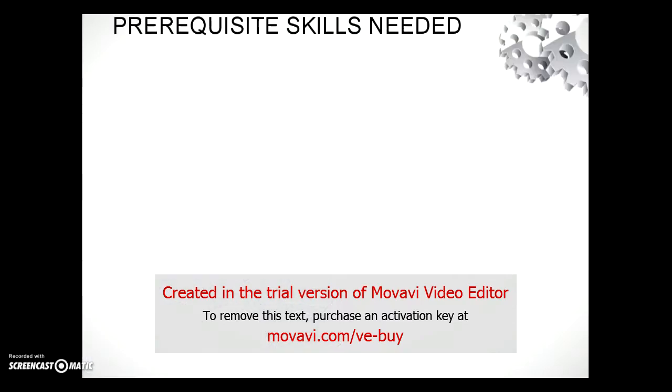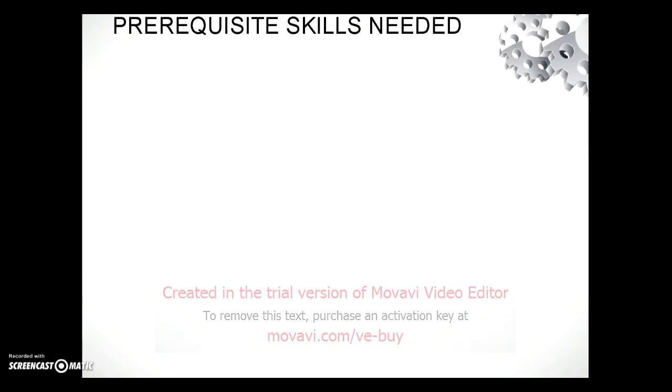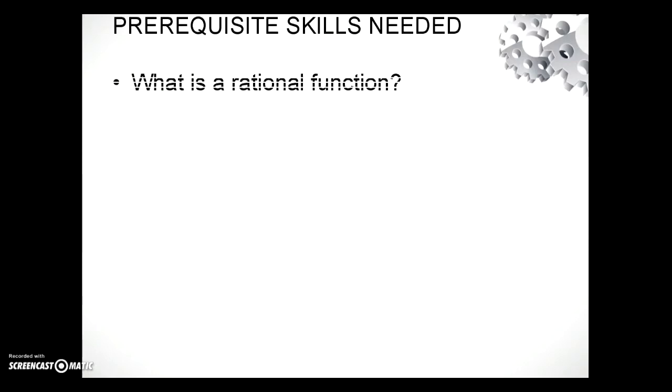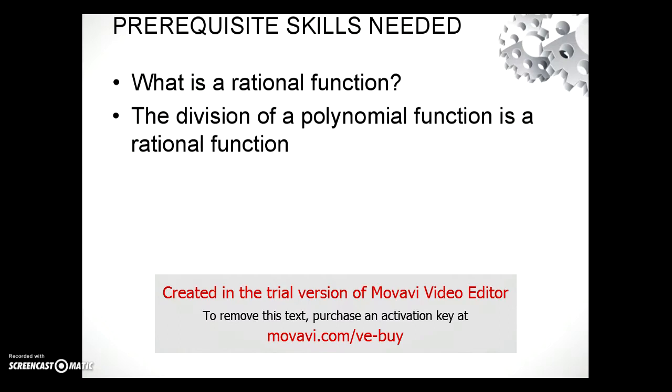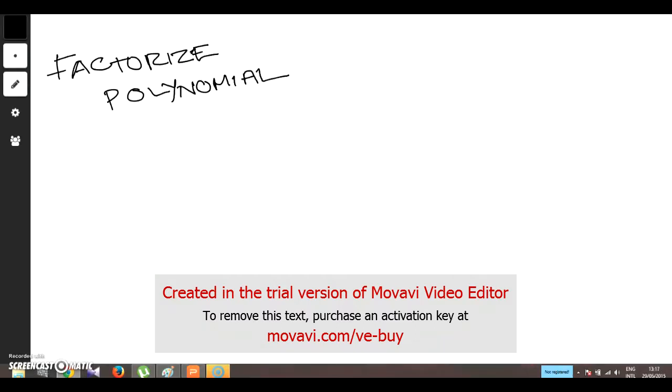As far as we know now, what is polynomial? So the question is, what is rational function? We can say it as follows. The division of a polynomial function is a rational function. The second prerequisite will be factorized polynomial.